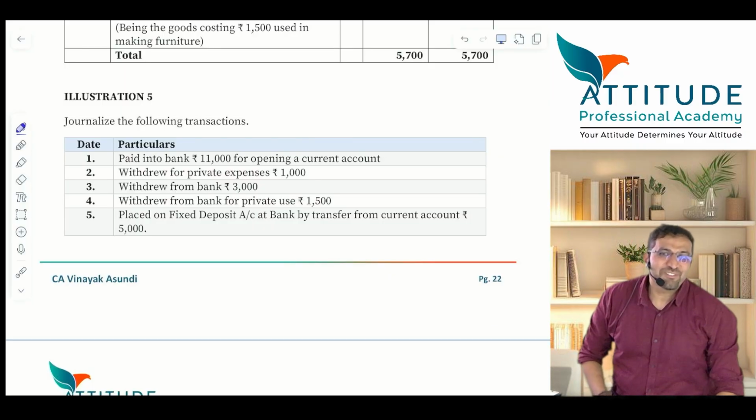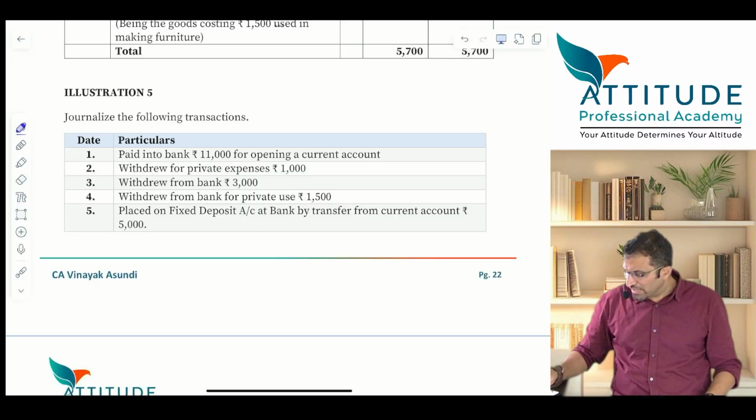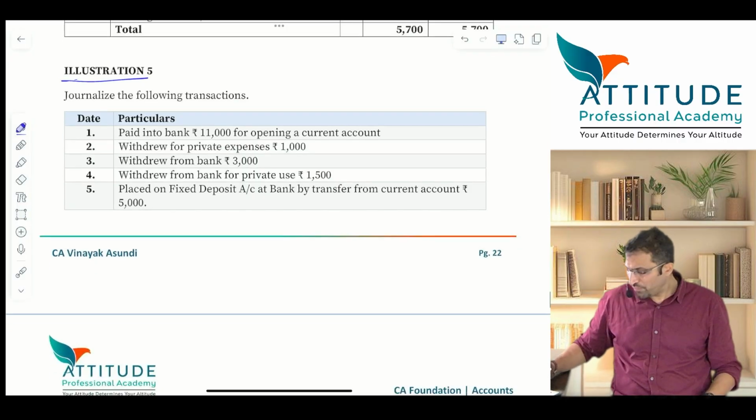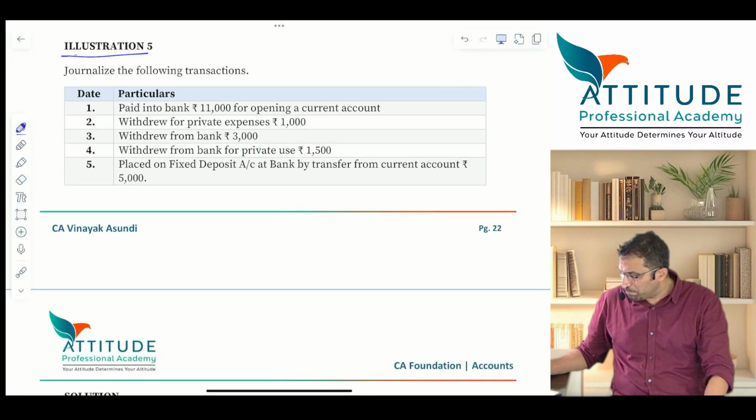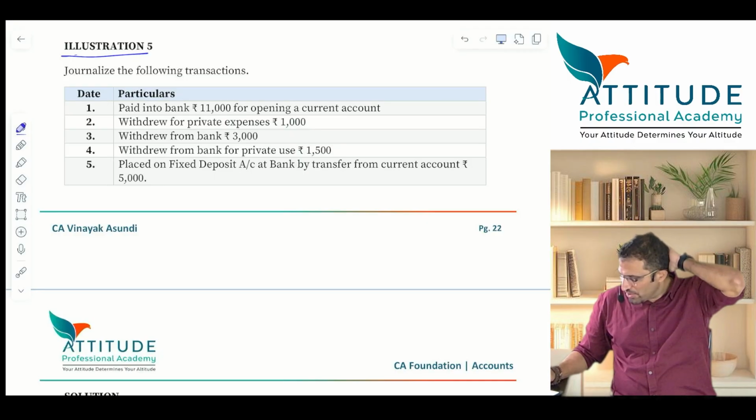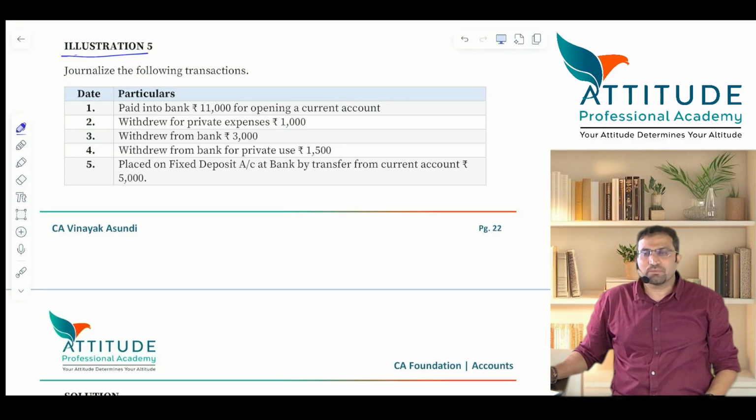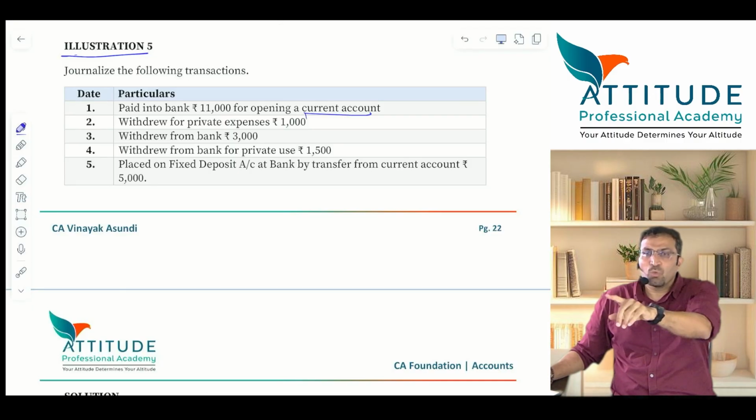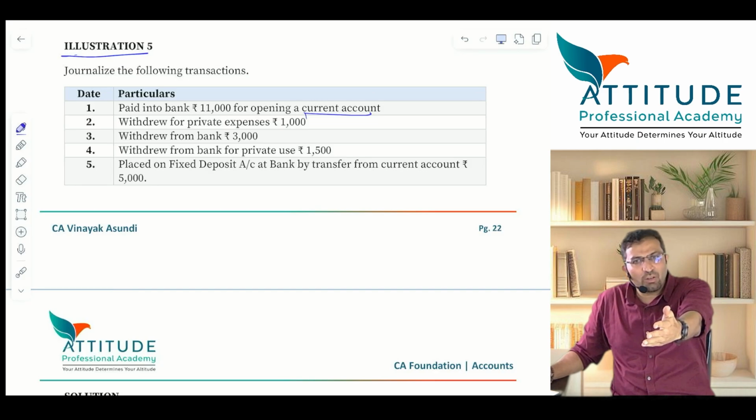Illustration 5. Okay guys, look at illustration number 5. One by one I'll take. Journalize the following transactions. Paid into bank 11,000 for opening a current account. Sir, what is this current account? Hello? When you go to the bank, what you have opened, you also have a bank account or no? That is not a current account, that is an SB account, savings bank.